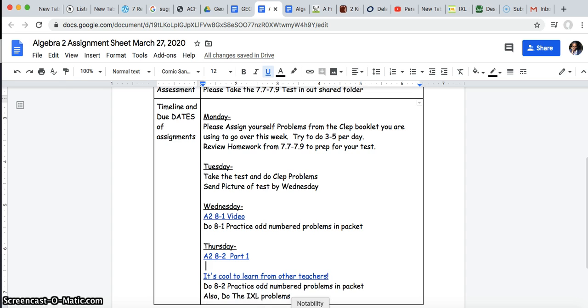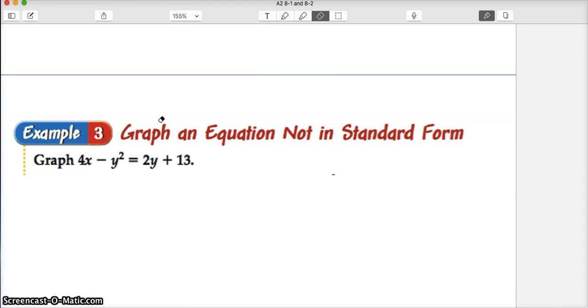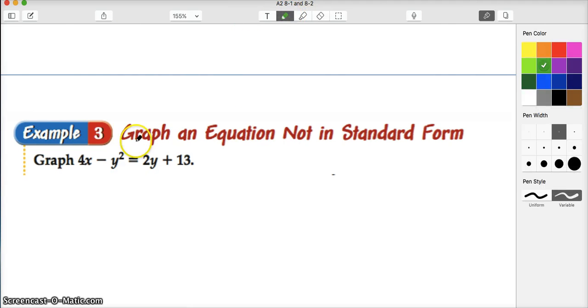Okay, so with that, let me go back to what we were talking about. Graphing an equation not in standard form. So what we're going to do is put it in standard form or put it in vertex form. And to do that, we've done this before, right? But look at the term here. The y term is squared.